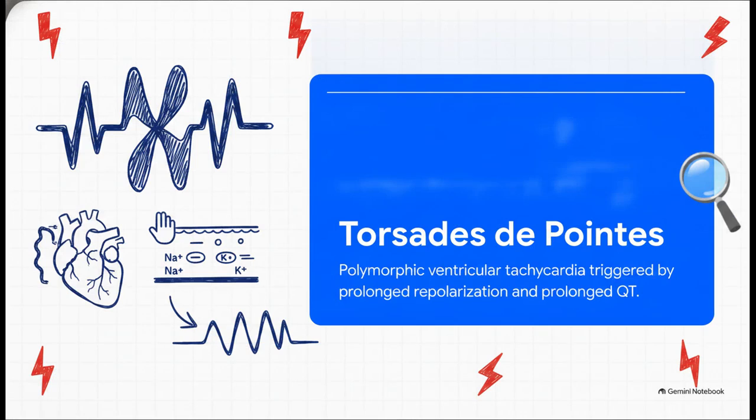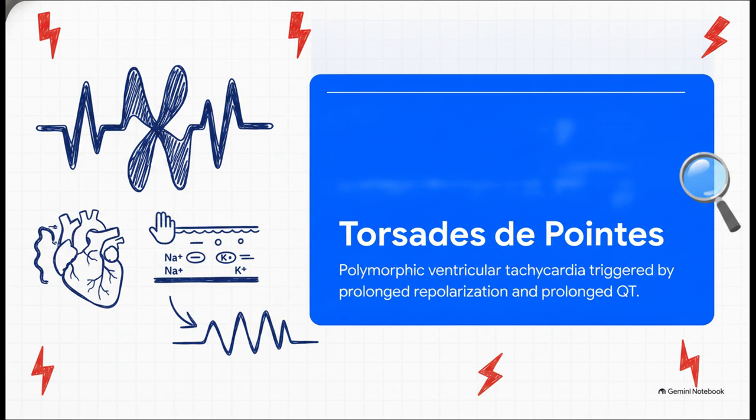All right, take a deep breath, because things are getting real. This is our highest stakes scenario yet. The telemetry monitor is going crazy for a patient who is currently taking the tricyclic antidepressant amitriptyline. Torsades de pointes literally translates to twisting of the points. It's a deadly polymorphic ventricular tachycardia triggered by prolonged repolarization, which shows up as a prolonged QT interval on the ECG. So how do we get here?